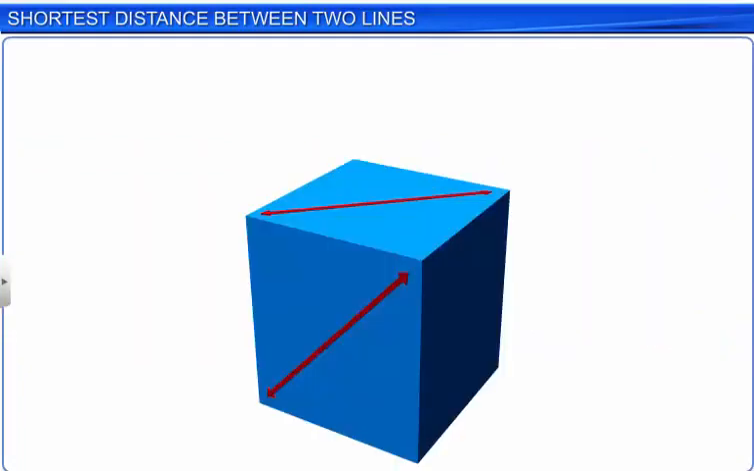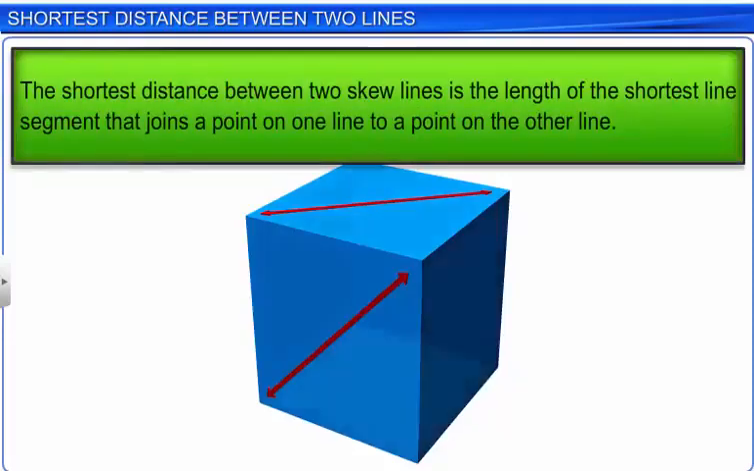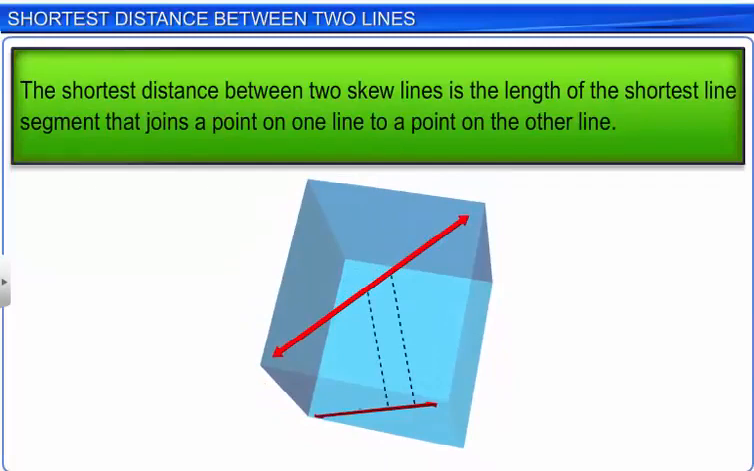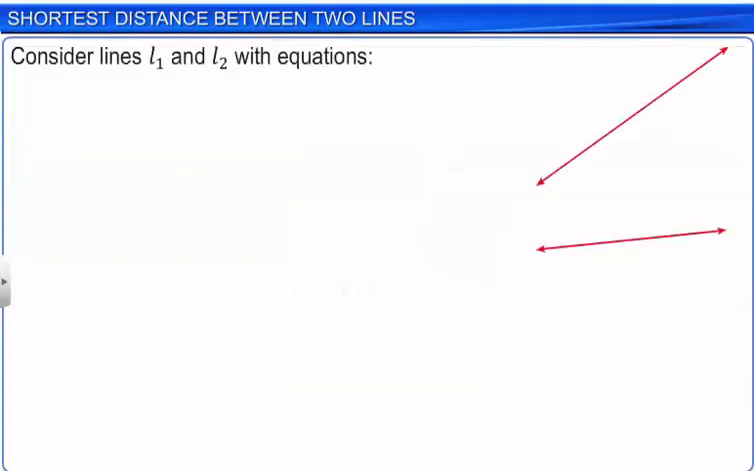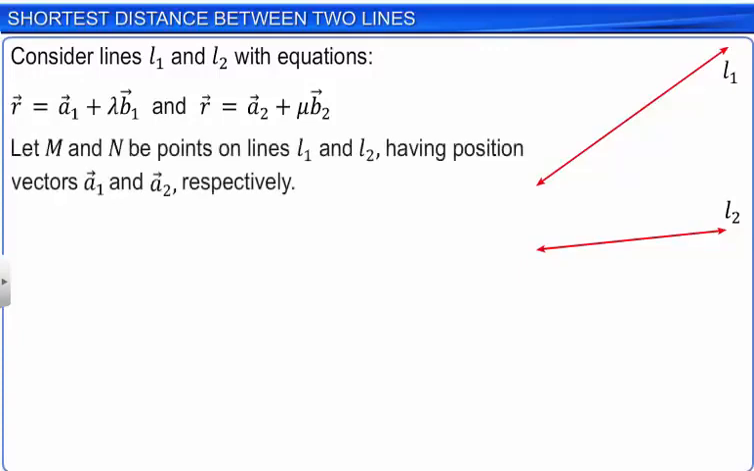Let us start with finding the shortest distance between a pair of skew lines. The shortest distance between two skew lines is the length of the shortest line segment that joins a point on one line to a point on the other line. For skew lines, such a line segment is perpendicular to both the lines. Consider a pair of skew lines L1 and L2, represented by the vector equations as shown. Here, A1 and A2 are the position vectors of points, say M and N, on lines L1 and L2 respectively.